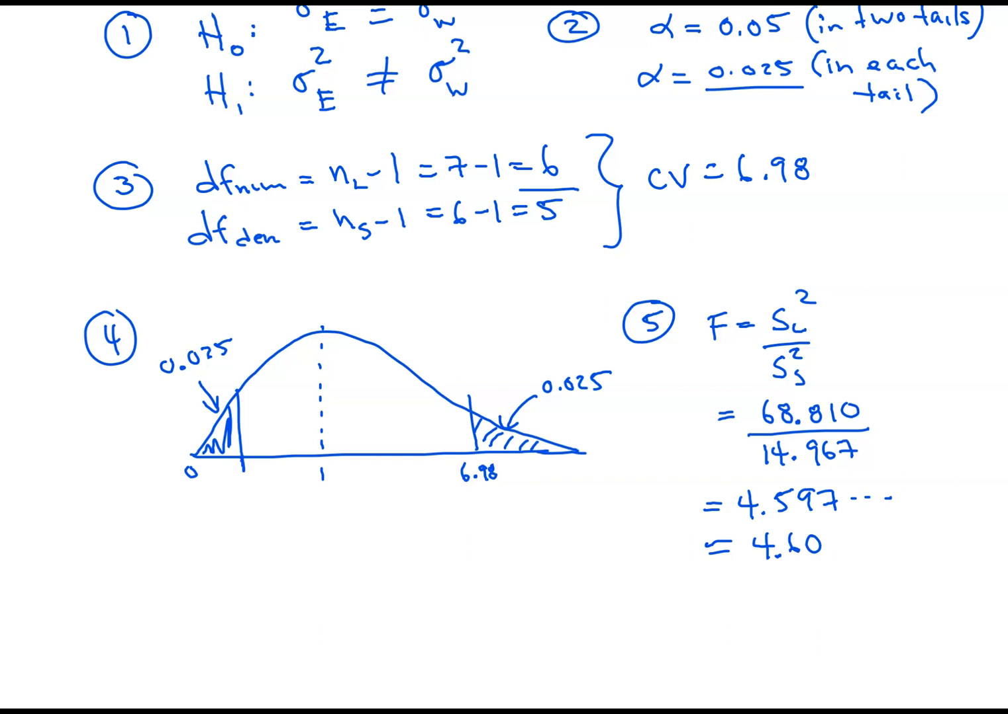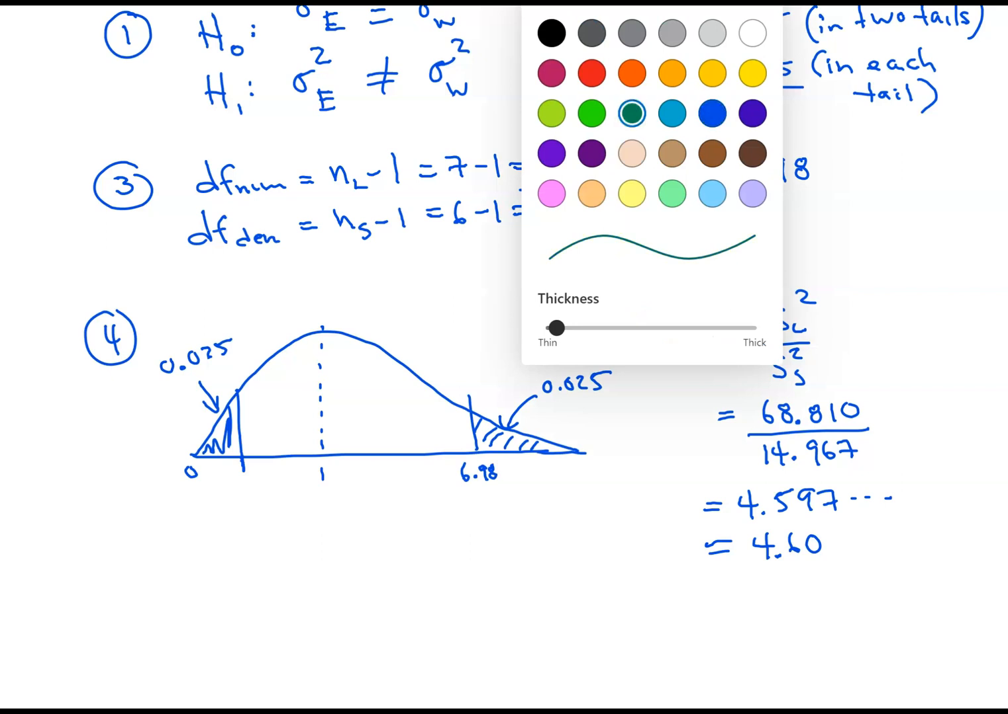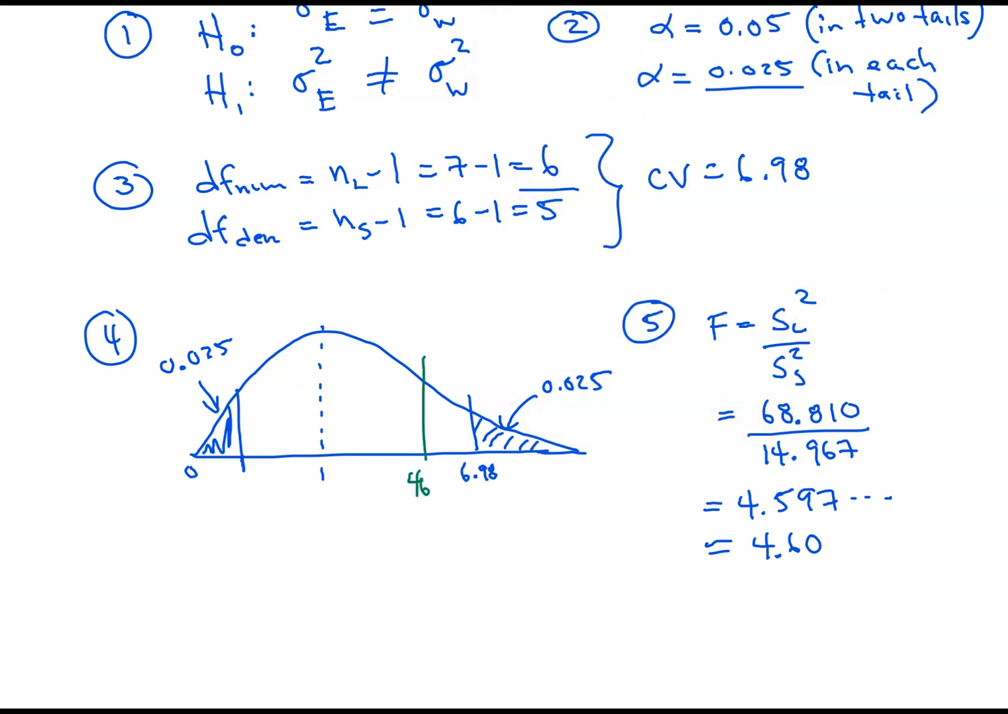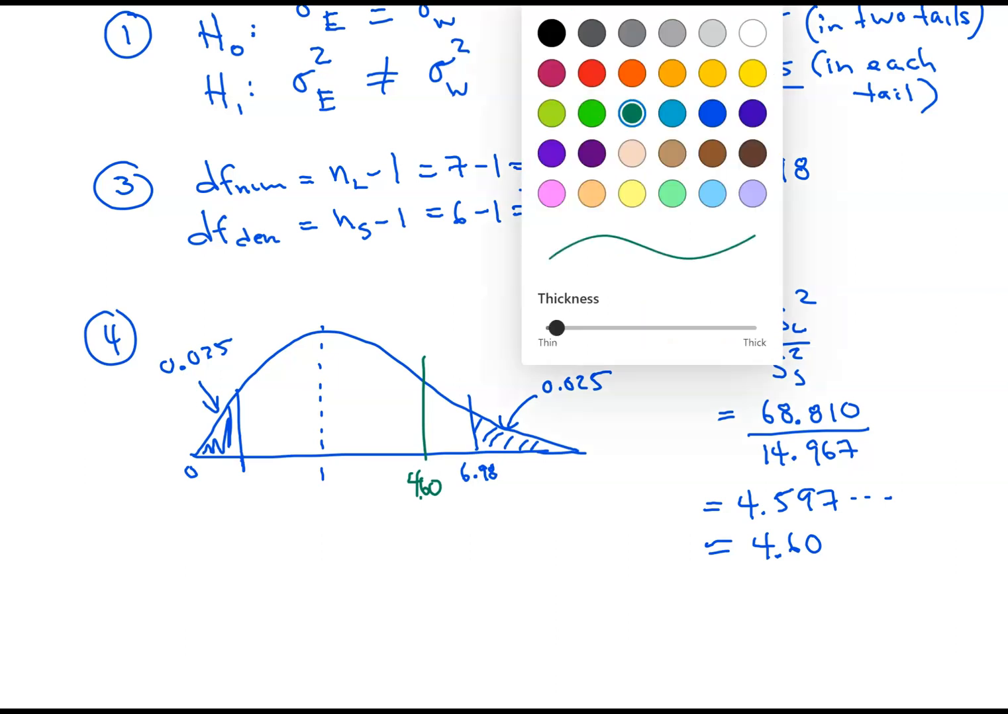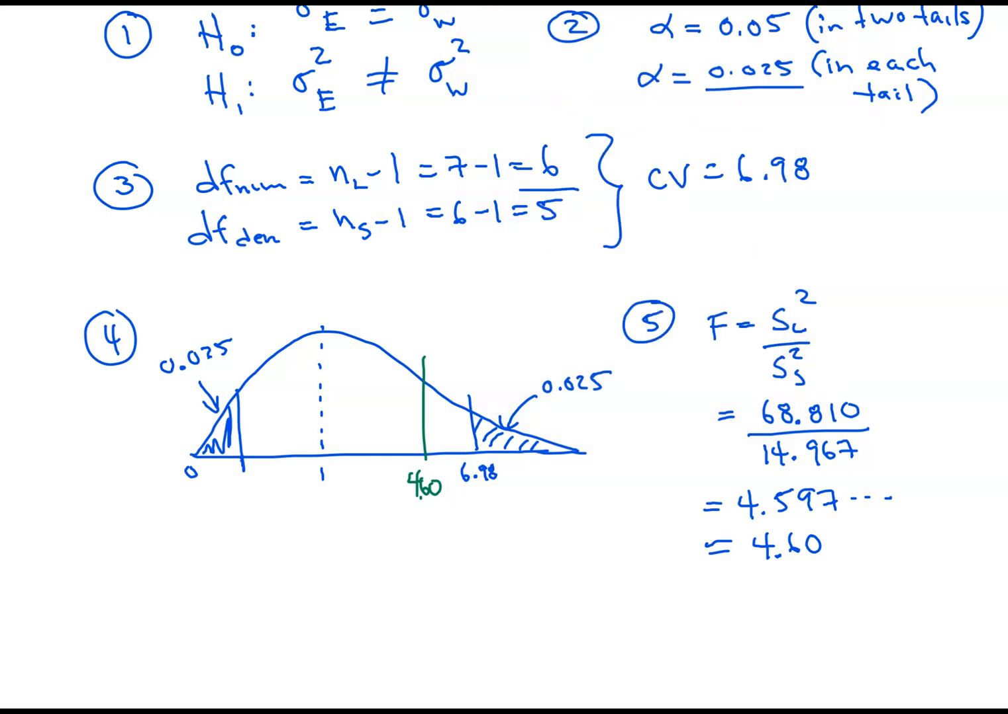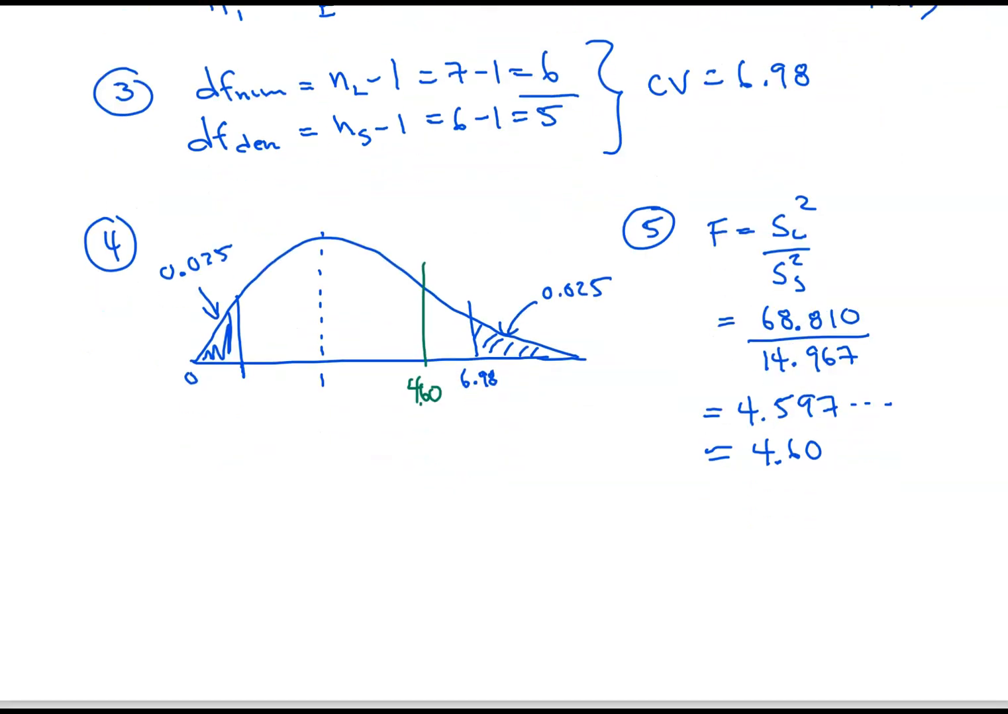And let's do our comparison. So it looks like it does not fall in the critical region. So we're down here somewhere. So in this situation, we're not in the critical region. That means do not reject our null hypothesis, which means we don't actually have a significant difference. So let's do step 6 and come up with our conclusion.